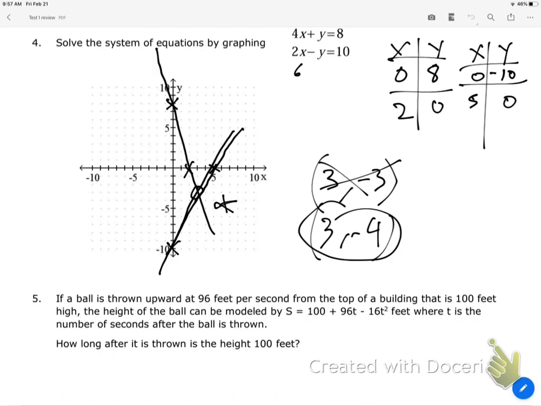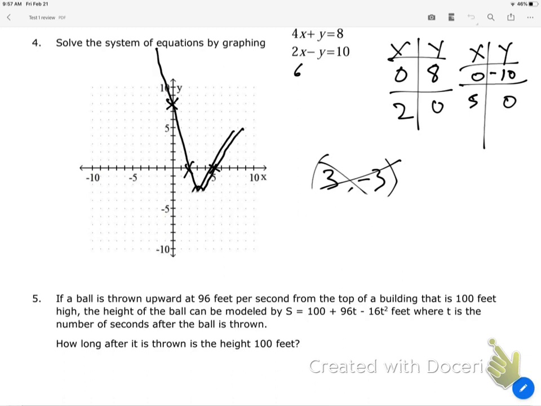Right, let's take a look at this one at the bottom here. If a ball is thrown upwards at 96 feet per second from the top, 100 feet, so again, that's where the 100 comes from and the 96 comes from. How long until it reaches that height? So this is the height, so this is where this is going to go. It's just coincidence you've got a couple of 100s in here. You've got this, 100 equals 100 plus 96t minus 16t squared.